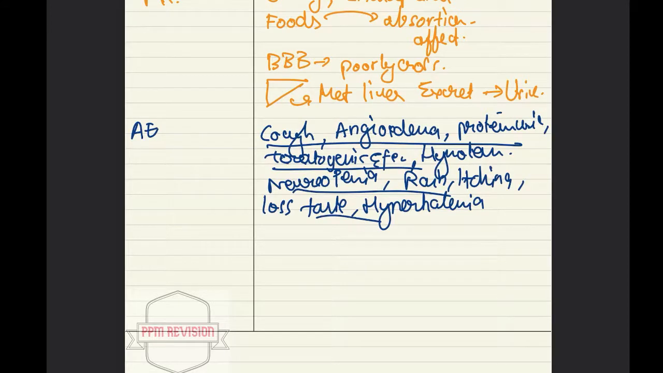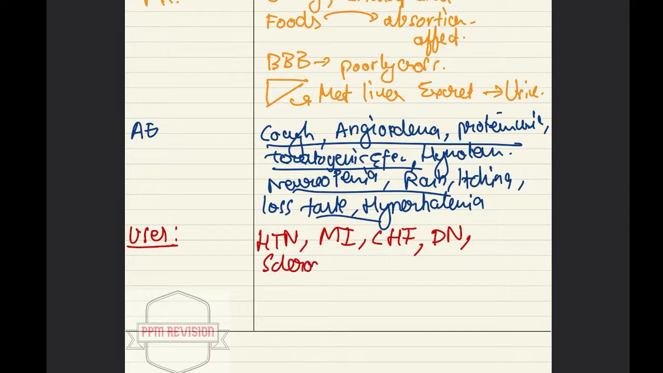Now, moving ahead, we'll be looking at some uses as well. So the uses, this is the main important. So where is it used? It is used in hypertension. It is used in case of MI. It is used even in CHF, and also diabetic nephropathy, DN, and scleroderma renal crisis.